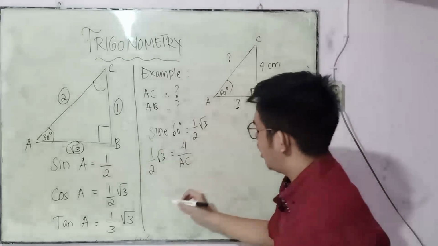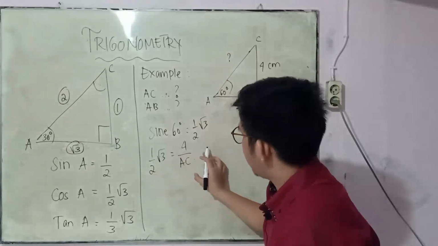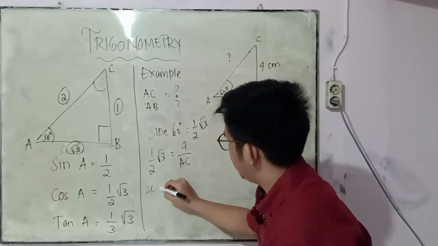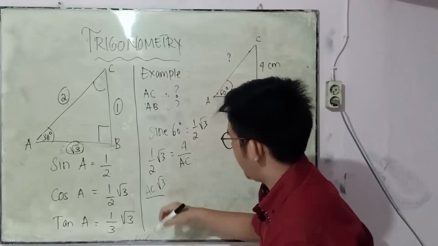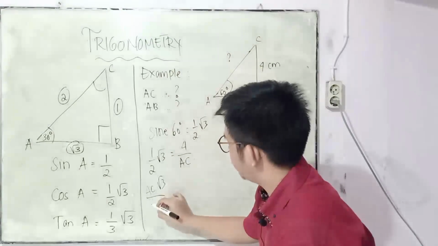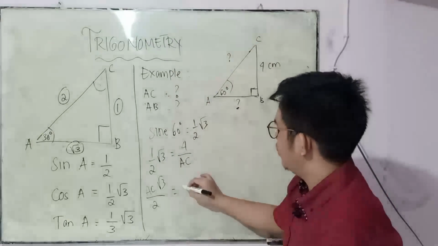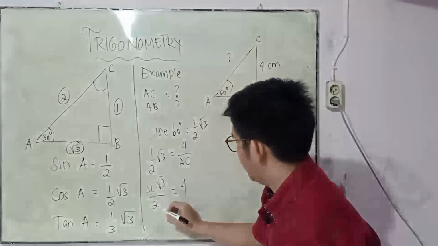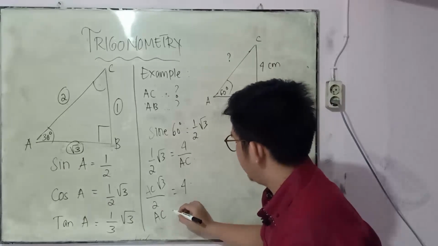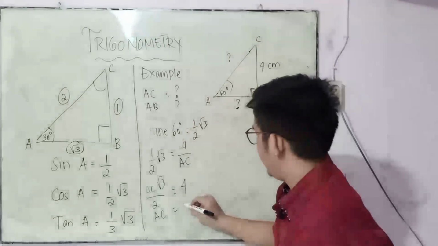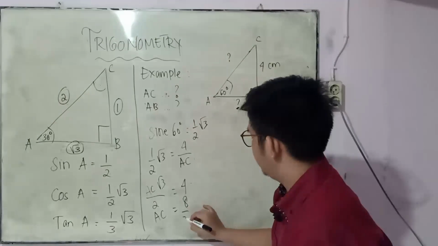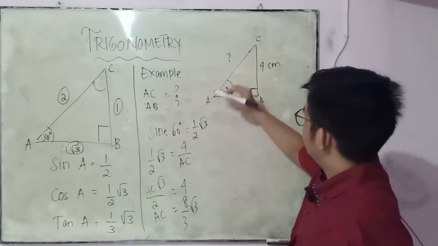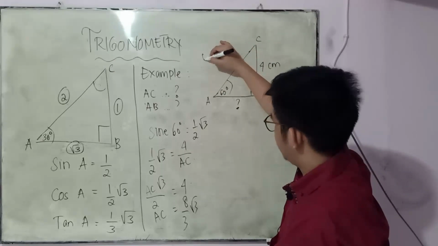Later on, if we multiply both sides by AC, AC times the square root of 3 over 2 is going to be 4. And then AC is going to be 8 over 3 times the square root of 3. So we've got the AC in here.